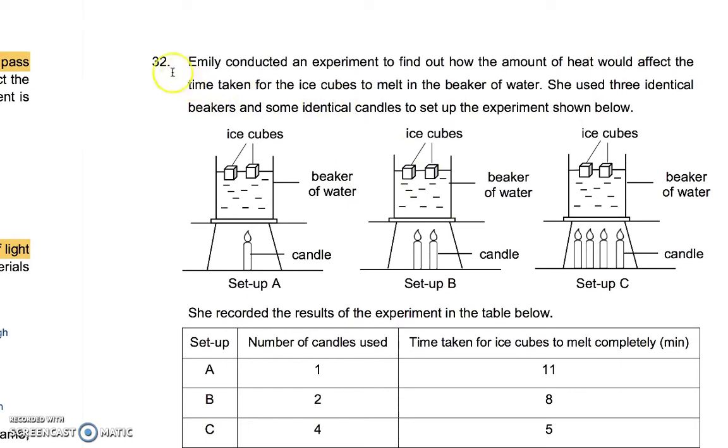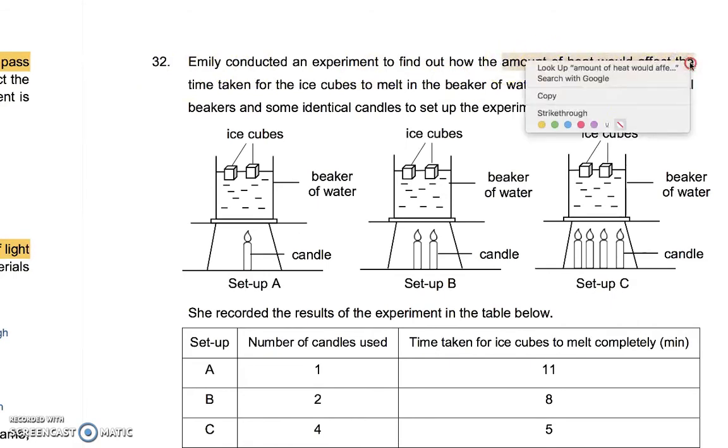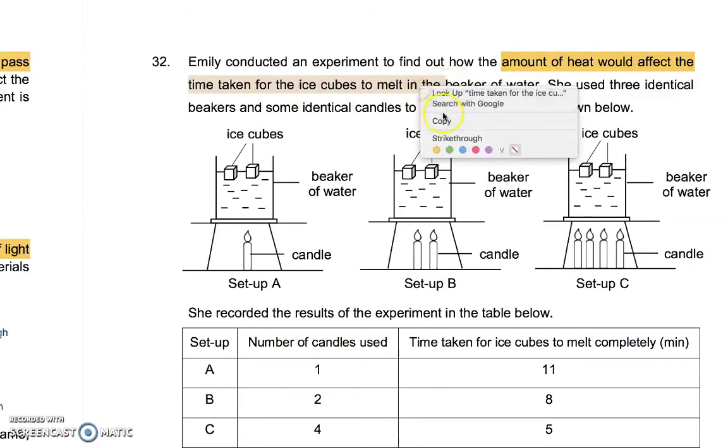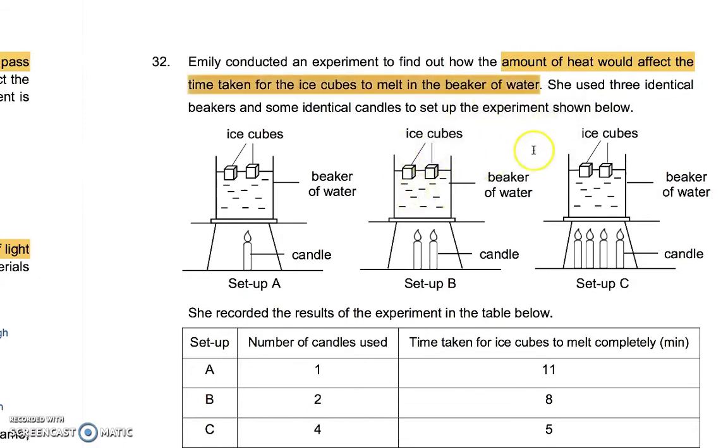Question 32. Emily conducted an experiment to find out how the amount of heat would affect the time taken for the ice cubes to melt in the beaker of water. So we want to see how the amount of heat will affect how fast the ice cubes in the beaker melt. So over here are 3 identical beakers and identical candles.